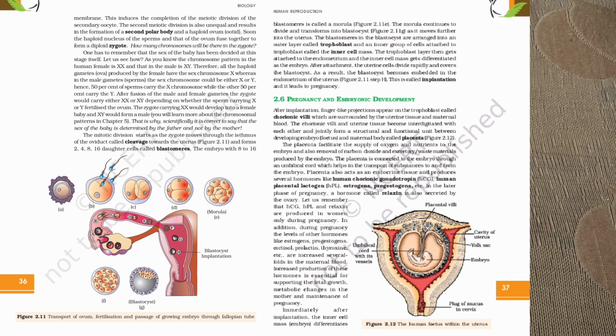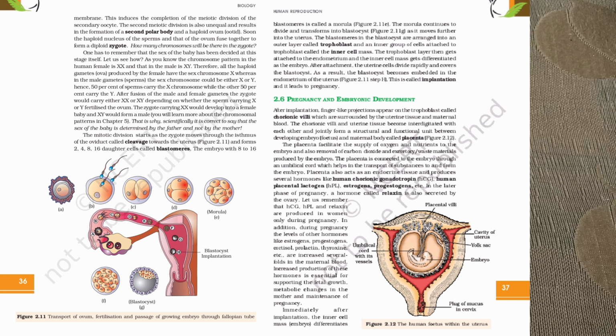The trophoblast layer then gets attached to the endometrium and the inner cell mass gets differentiated as the embryo. After attachment to the uterus, cells divide rapidly and cover the blastocyst. As a result, the blastocyst becomes embedded in the endometrium of the uterus. This is called implantation and it leads to pregnancy.